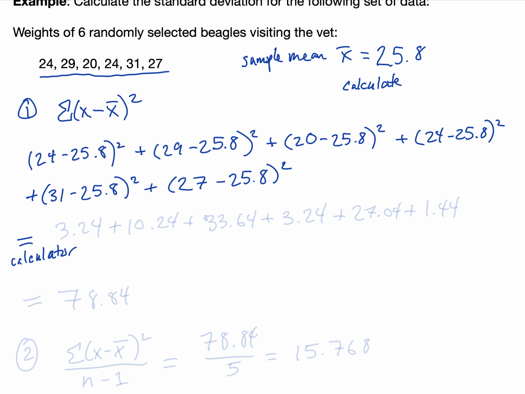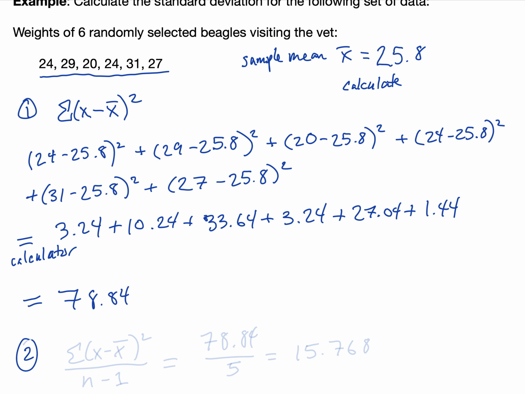So when you simplify each of those values, you will get 3.24 plus 10.24 plus 33.64 plus 3.24 plus 27.04 plus 1.44. So those are those 6 squared differences between the data value and the mean, and then you can add those 6 values up together and you'll get 78.84. So 78.84 is the sum of the squared differences.